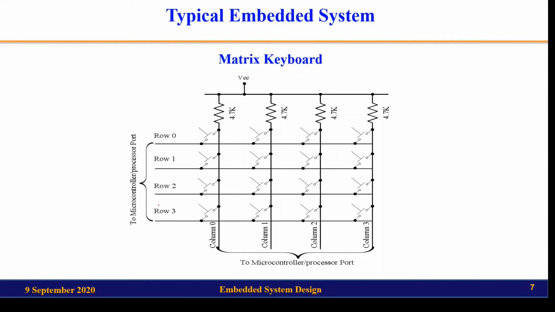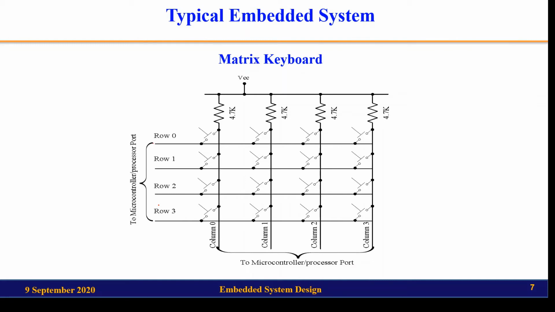And how are these keys identified? Initially, each row is made low, or we can say it is grounded. Next, it will check the columns. Whenever each row is made low and the columns are checked, if we have any column output as 1, then we need to identify that a key in that column has been pressed.